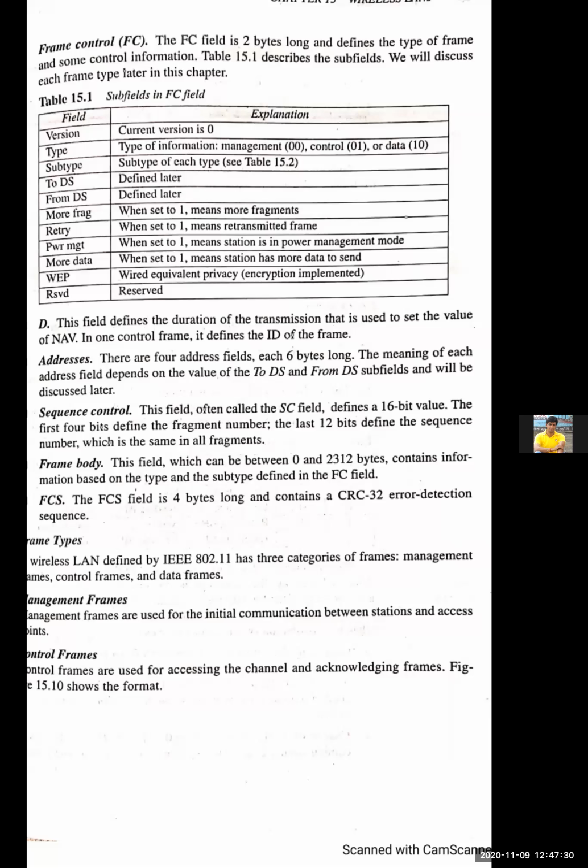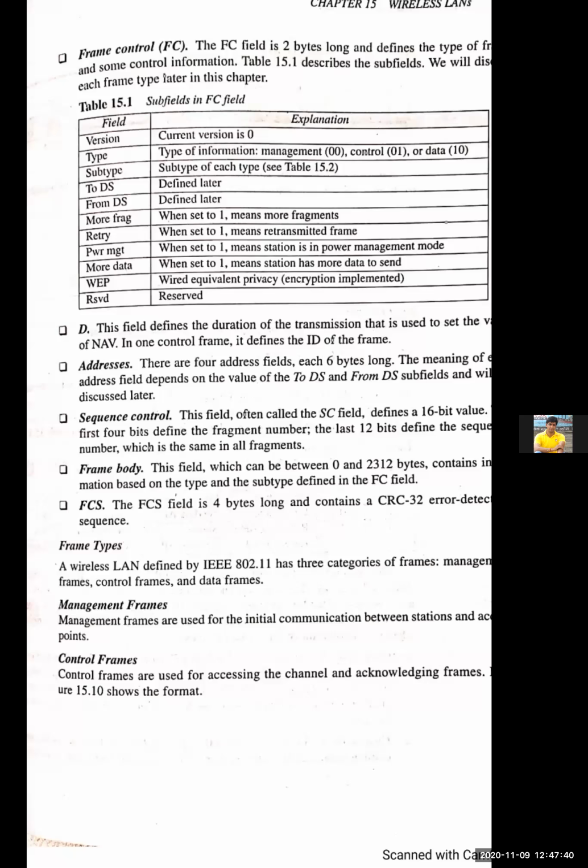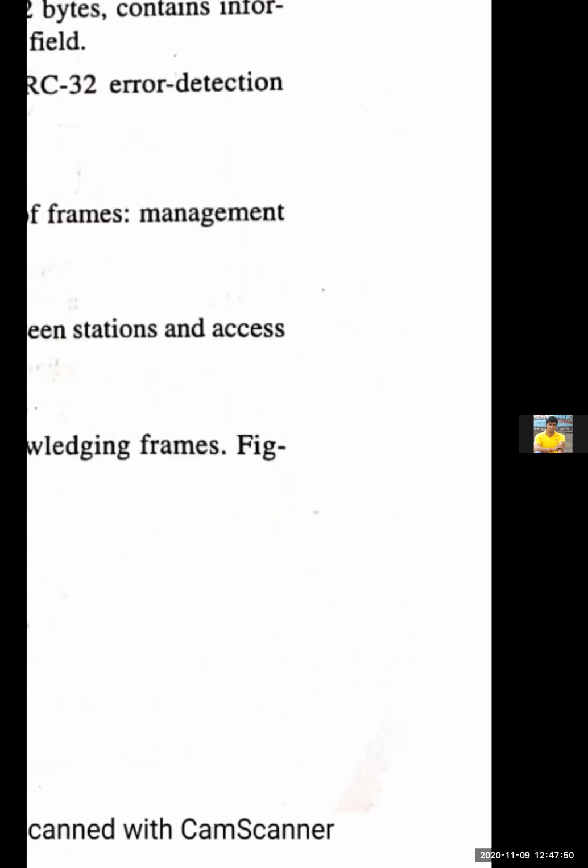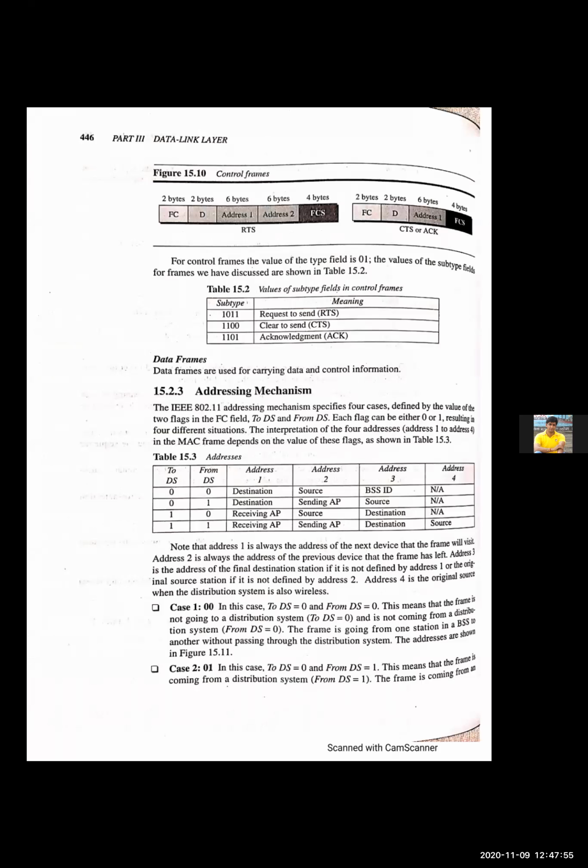Frame types: 802.11 has 3 categories of frame, management, then control, and the third one is for carrying data, and the structure is given. This frame consists of FCS, address 1, and subtype is 1011, it is 1100. Where are they used? So 2DS, from DS 0, 1 and 1, then it means in 802.11 we are having 4 addresses and they are working as positions.